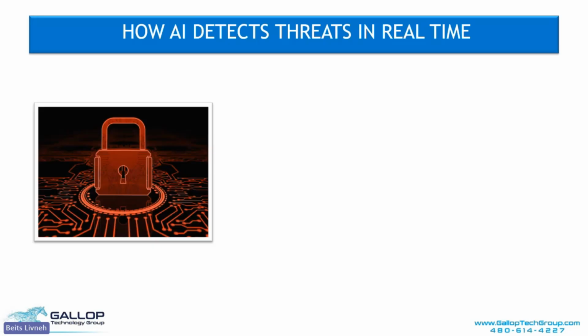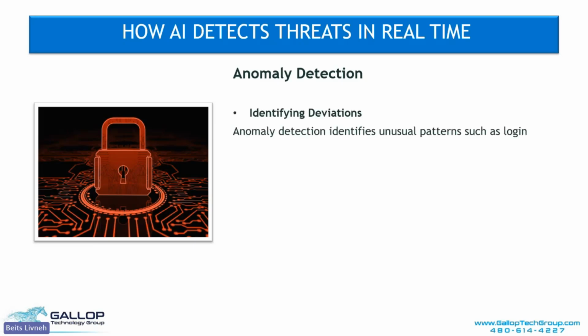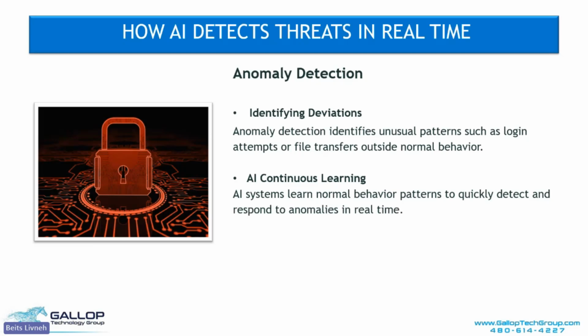So how does AI detect threats in real time? It also uses anomaly detection. It will identify those anomalies and attempt to stop them from continuing. It will use continuous learning, which is a huge benefit that AI brings to the table.